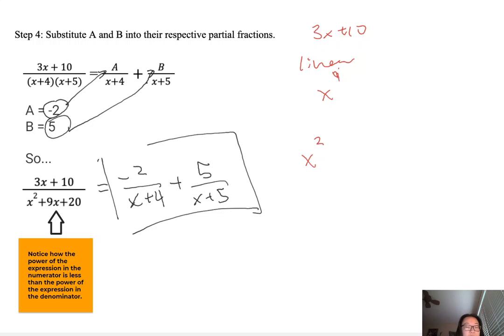So what's important here is that the numerator's power is less than that of the denominator, and that is the rule for which we can use partial fraction decomposition. It cannot be possible if our numerator's power is greater than that of the denominator, and we're going to see a problem like this next.